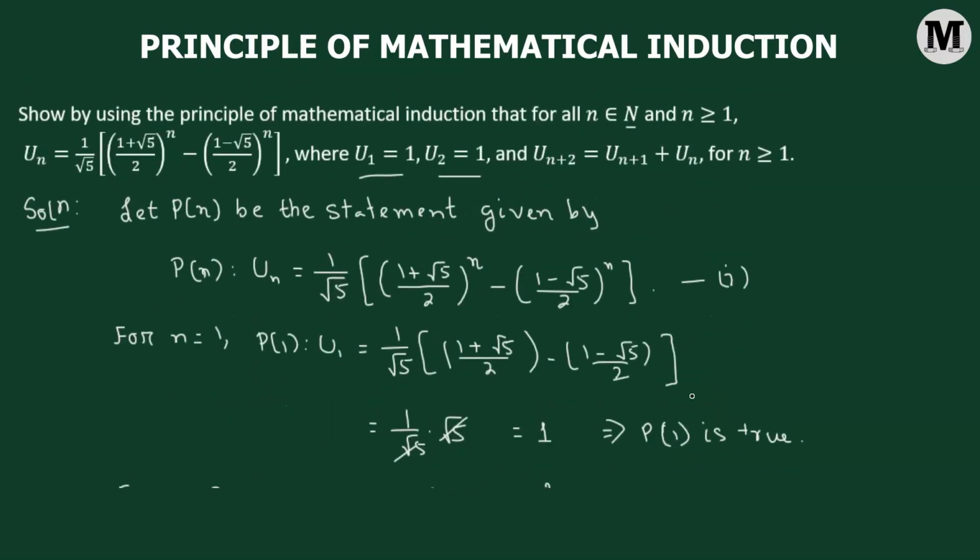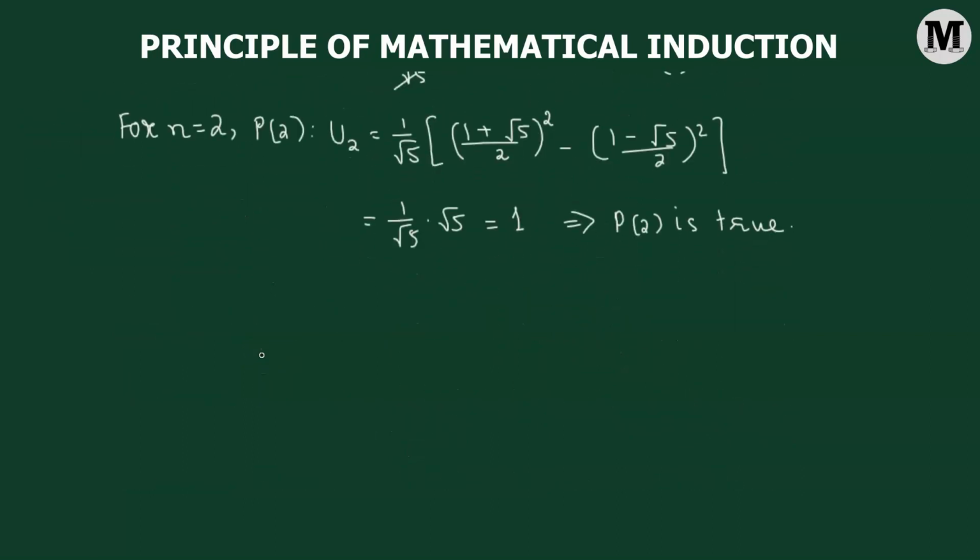Now, in order to show that the statement P of n is true, we'll have to consider some other natural numbers. Here, we're going to assume that P of m, where m corresponds to some natural number greater than 1, is a true statement. Now, what is P of m? We have to specify the statement P of m as well. We simply take the original statement P of n, and wherever we see n, we replace it with m.